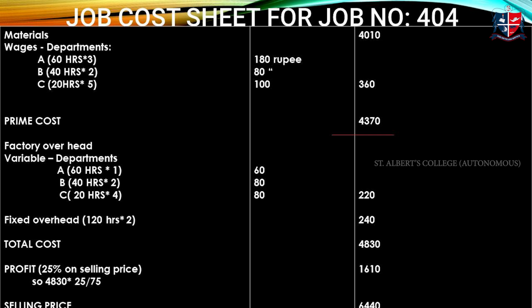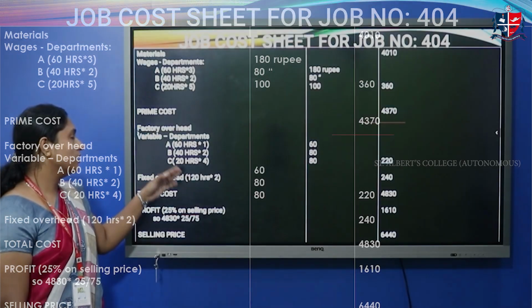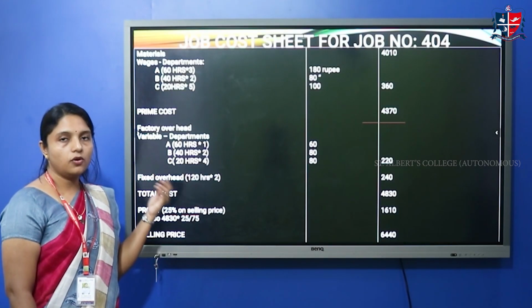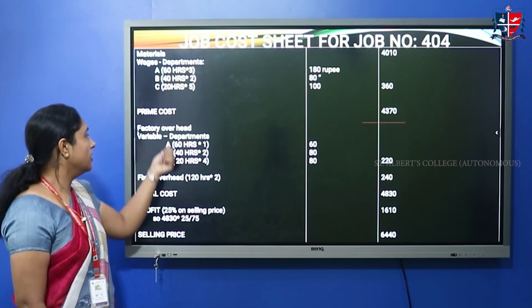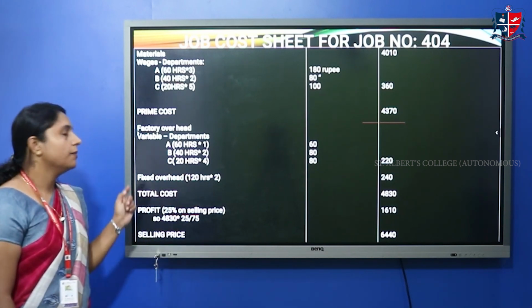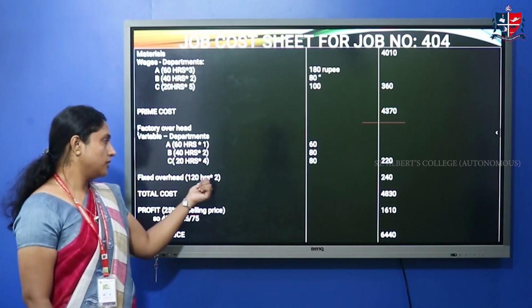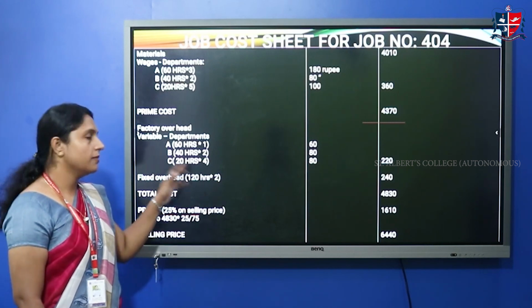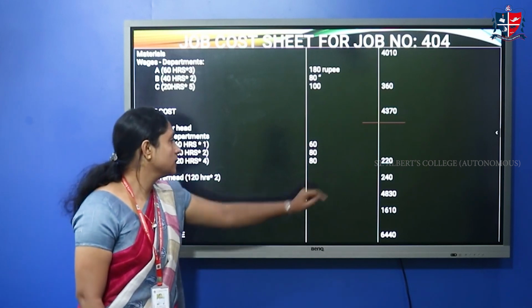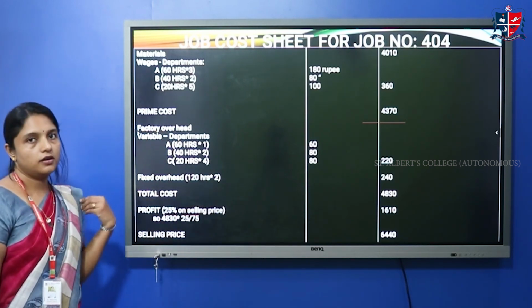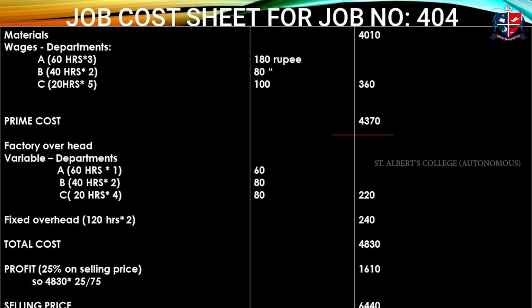Then we have to write the fixed overhead. The total hours that we already told in the working note preparation time, that is 120 hours, and the per hour rate we also calculated there. So the per hour rate is rupee 2. Then we multiply 120 hours by 2. Then we will get 240 as the fixed overhead. Then we add all these costs together and we will get the total cost, that is 4,830 rupees.